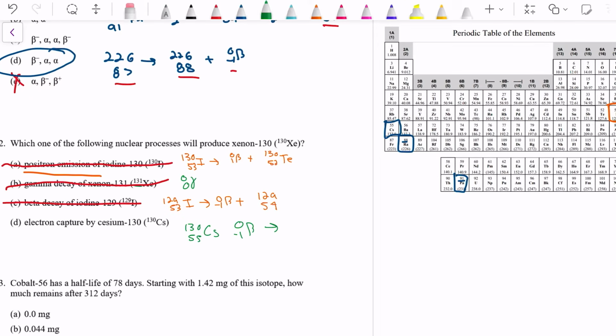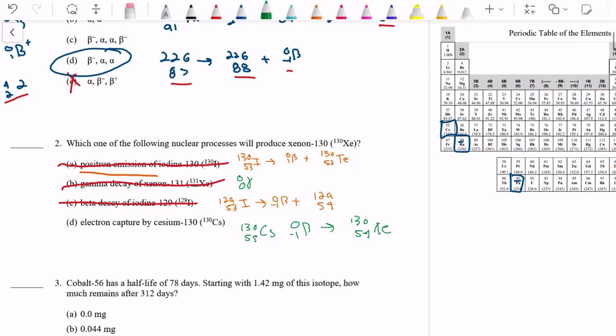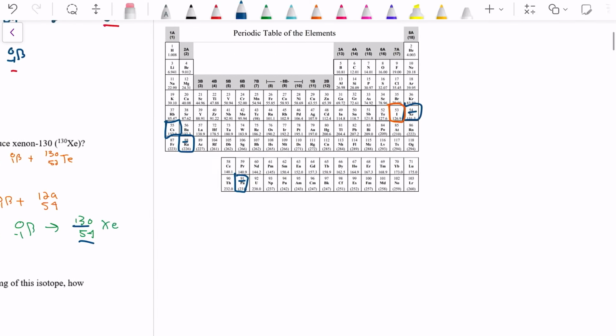So you will get 130 and 54 of xenon. Okay, my handwriting's really bad, but you get the gist. And that's mass number 130, and that's xenon, because xenon is atomic number 54.